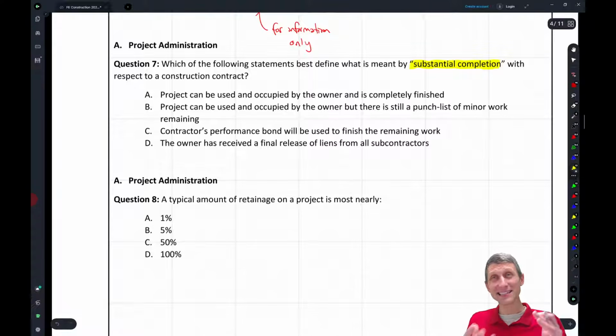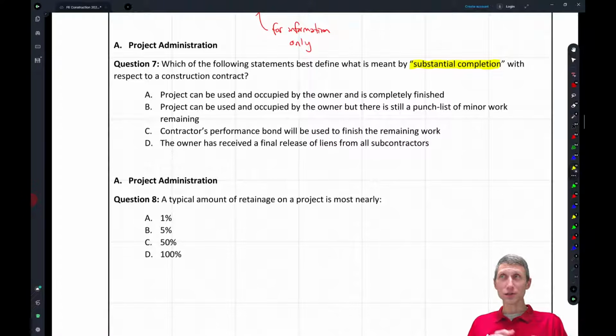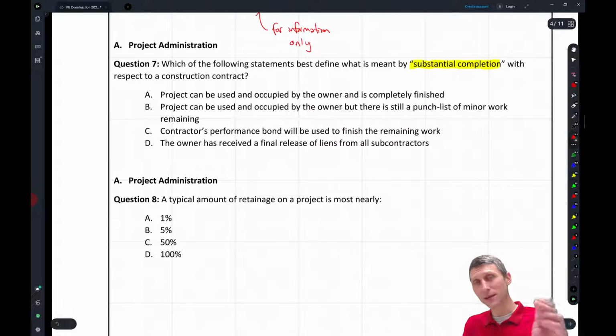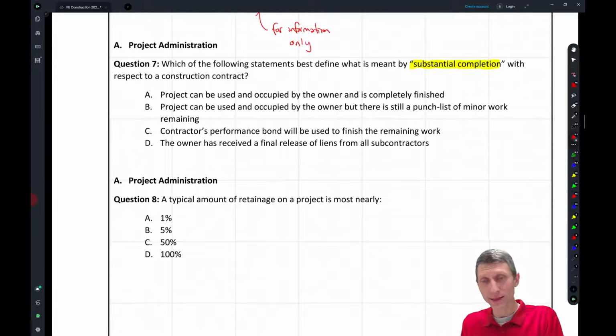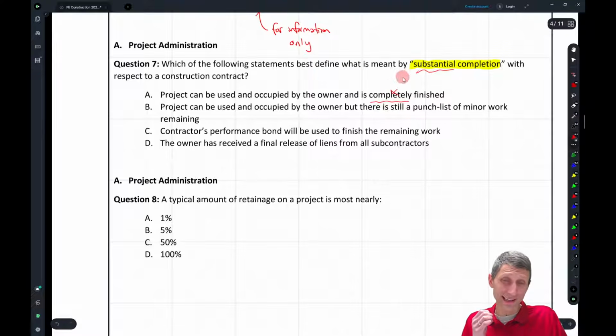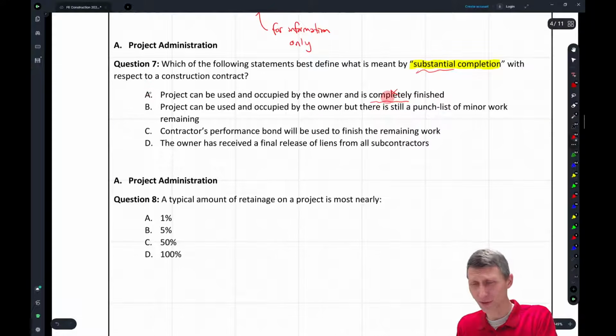And again, this just gets into some of this stuff you don't know. If you get onto projects, you'll start to see what they look like. But typically at the end of the project, this term substantially complete gets thrown out there. So when you see something like this, just be careful. Just read the questions. Take a step back and try to think about it a little. When you see substantial and completely, they don't go together. Okay, the project can be used and it's occupied by the owner. If it's substantially complete, it's not completely complete. Does that make sense? So we can cross that one out.